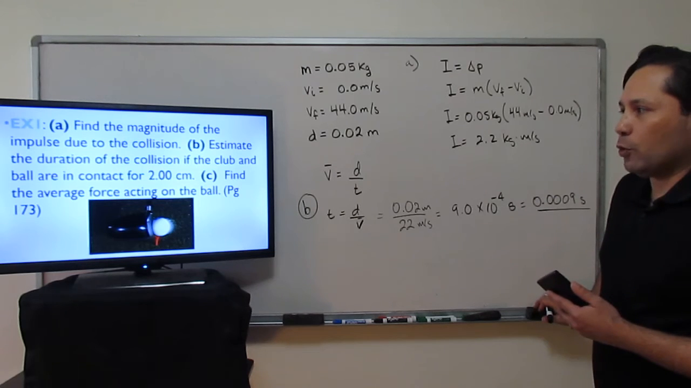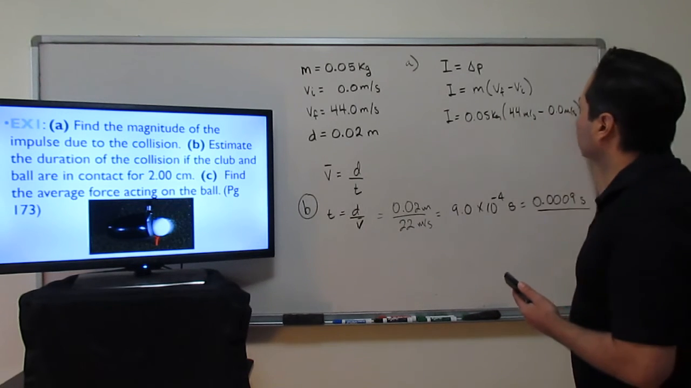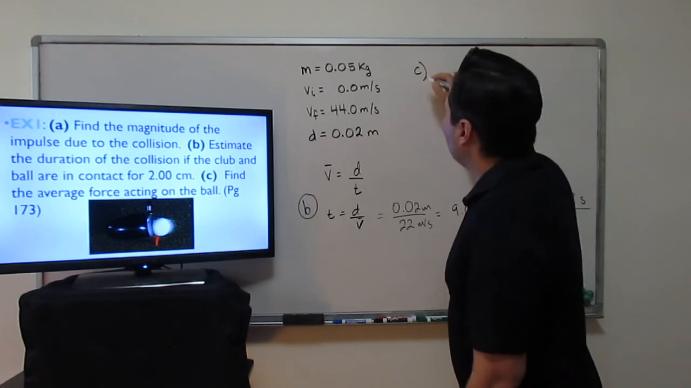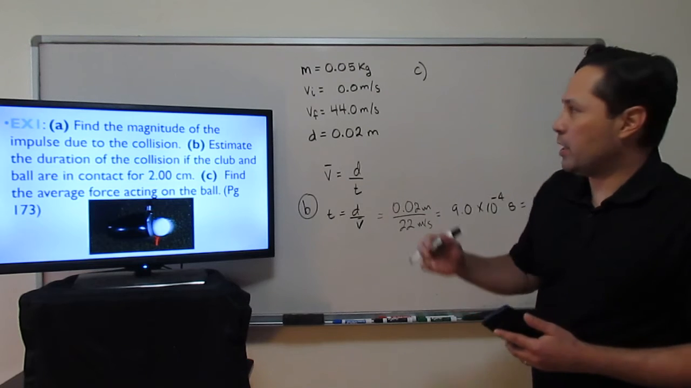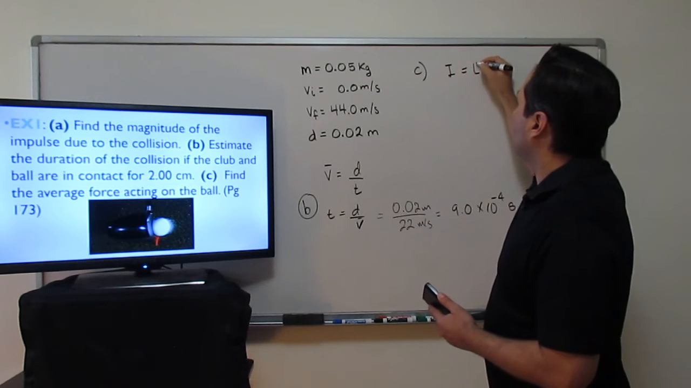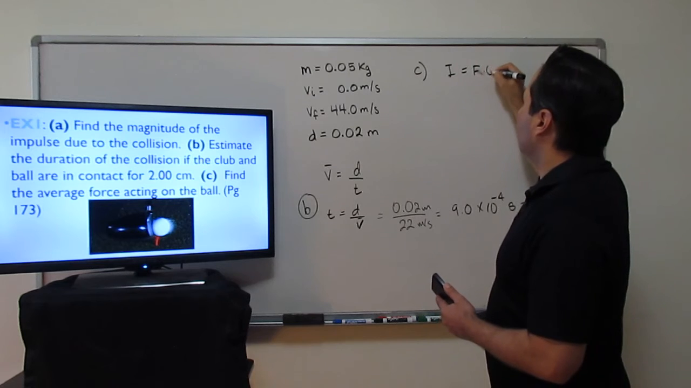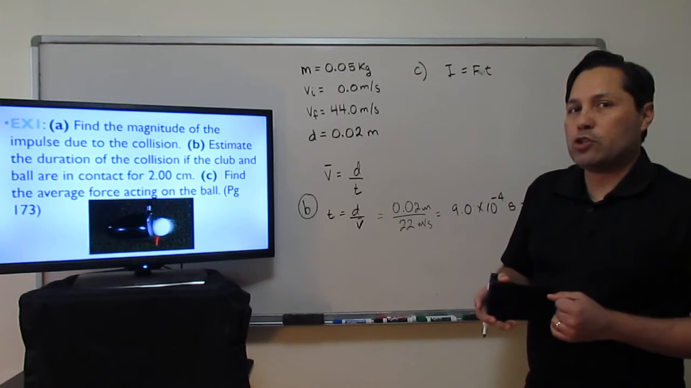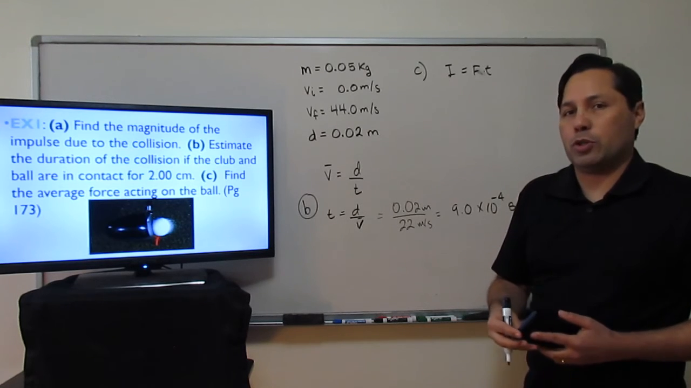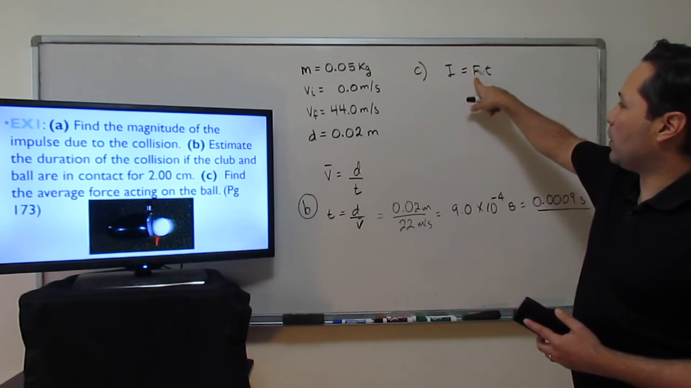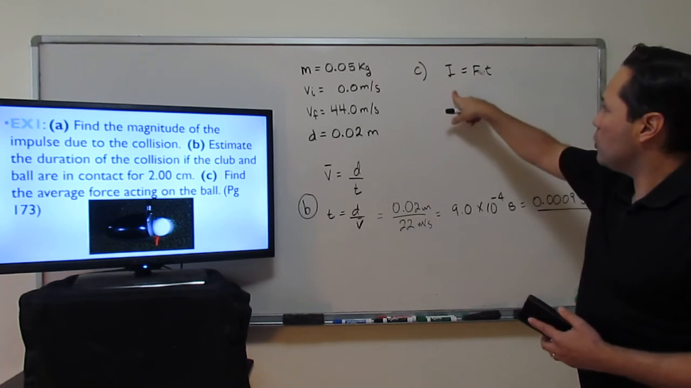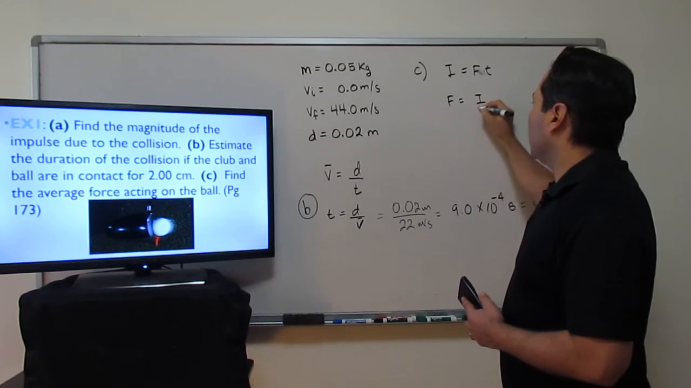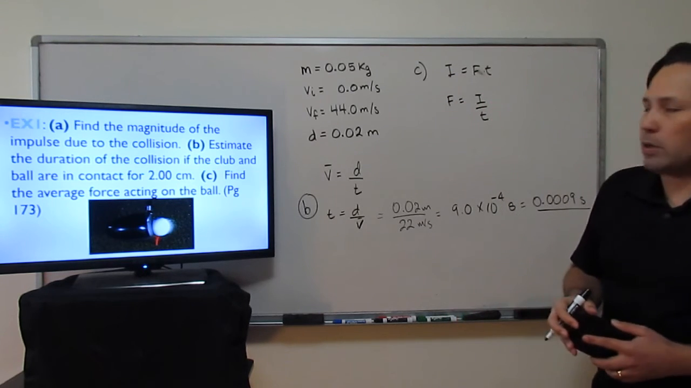What is the average force acting on the ball? For part C, impulse is equal to force times time. We already solved for the impulse in part A, it was 2.2. What we want to do is find the average force acting on the ball, so we're going to divide the impulse by the time. We're going to rearrange this formula to impulse over time, and that's going to give us our answer.